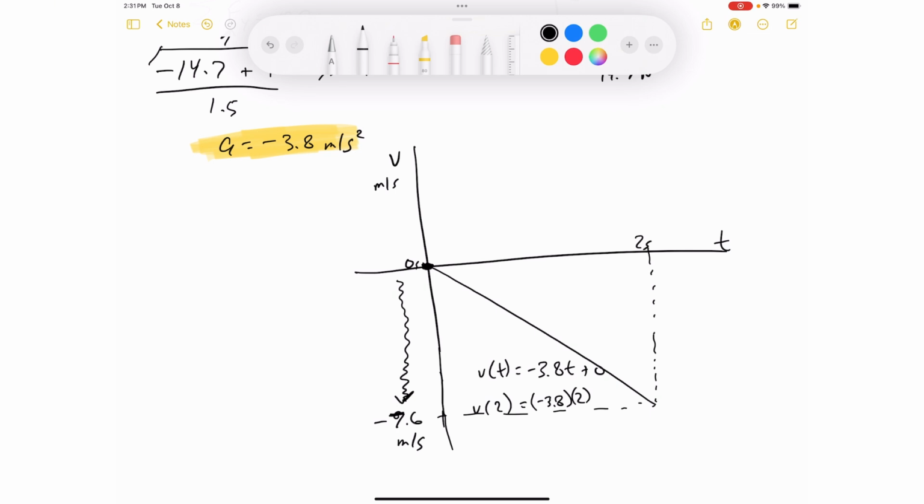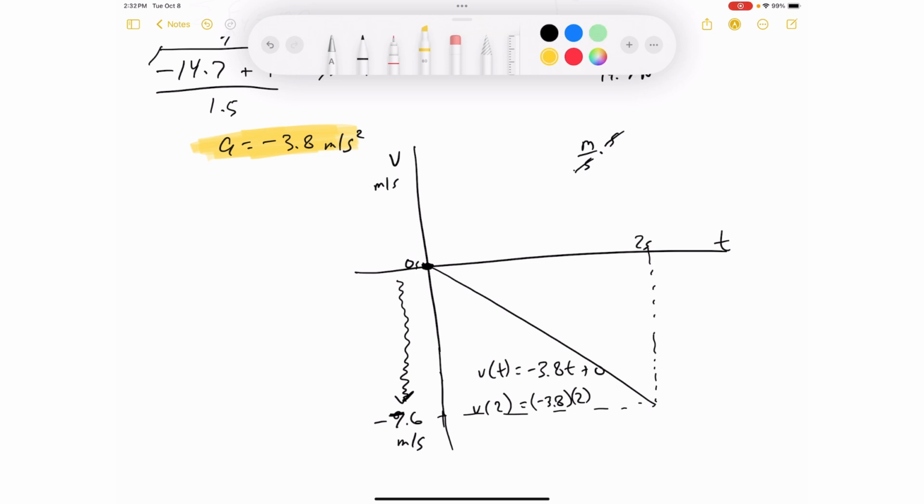Well, if you remember, if you have a velocity versus time graph, the area under the curve represents displacement, because basically it's velocity times time. Velocity is meters per second, and time is in seconds. If you multiply those together, you end up with just meters. So the area under the curve for velocity versus time is just displacement. So I have a triangle.